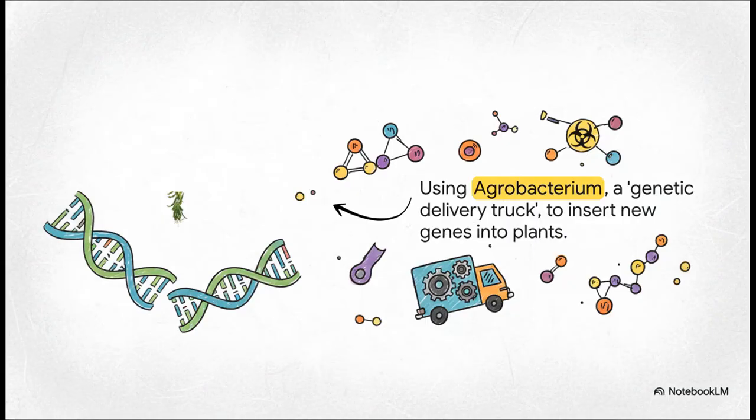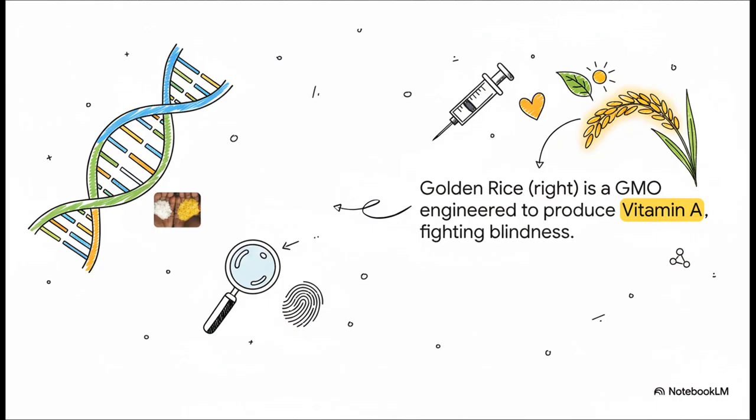So how do they actually create these GM plants? Well, scientists have a very clever helper. They use this special bacterium called Agrobacterium. Think of it like a tiny delivery truck. They load up the new gene they want to insert into this truck, and the bacterium drives it right into the plant cell for them. It's genius! And a famous example you absolutely must know is golden rice.